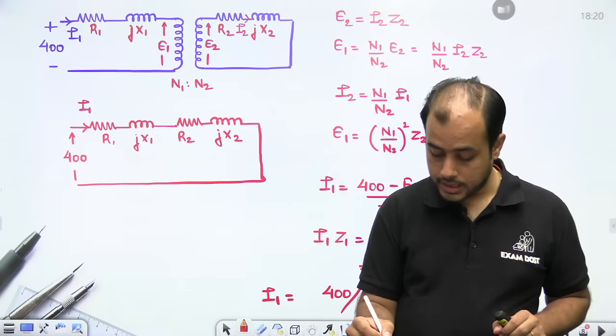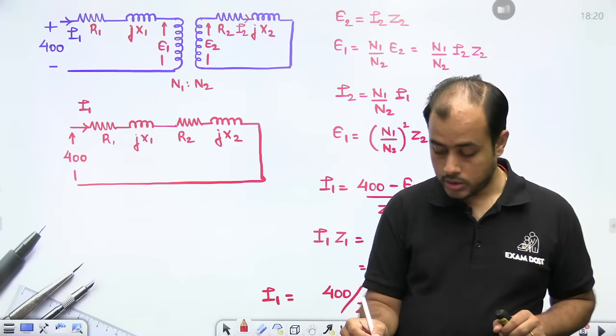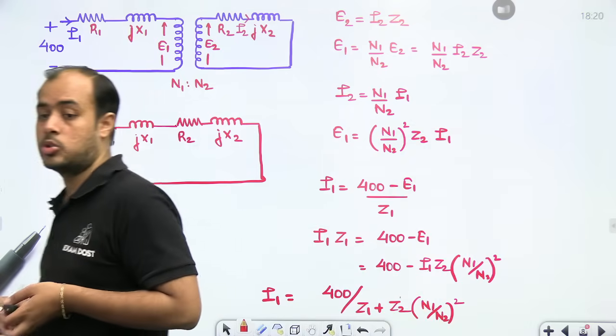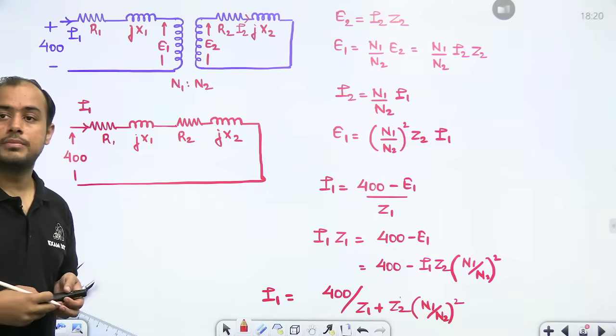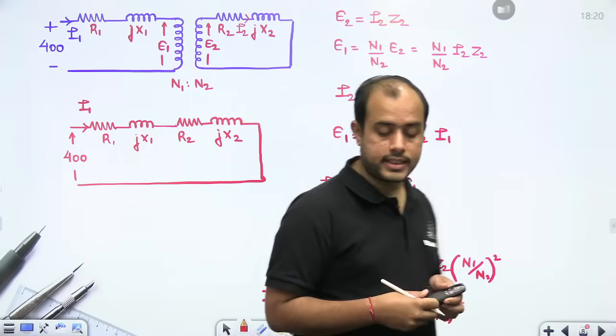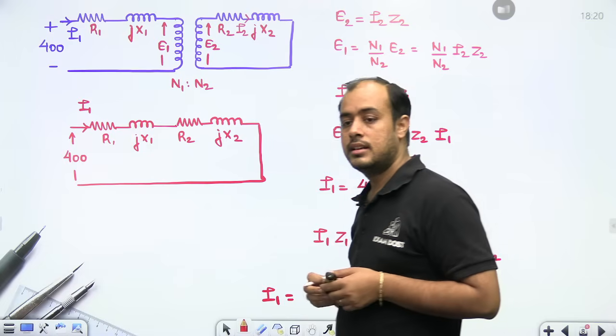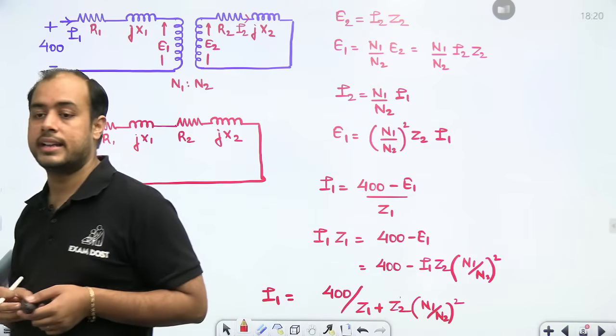तुमको नहीं लगता यही बात पड़ गई कि रेफर करना था Z2 को? Don't you think it is same as referring Z2 to the primary? बताओ, बात तो बराबर ही पड़ गई. In a short circuit test, beta, circuit is like this. So power factor is R by Z. Power factor is R by Z.